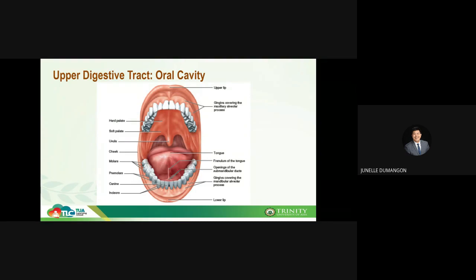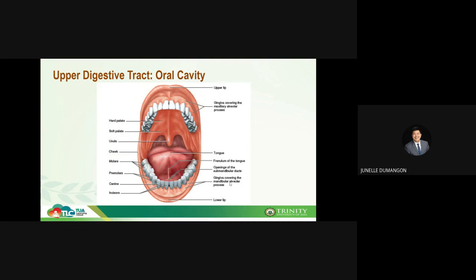Okay, now let's go to the tract itself. Let's talk about the different organs that are included in our digestive system. It all begins with our upper digestive tract, and it begins with the opening called the oral cavity. So the oral cavity is the beginning of this one-way digestive tract. Okay? So, of course, our oral cavity is opened or welcomed by the lips, the lower lip and the upper lip. Di ba? The upper and the lower lip.